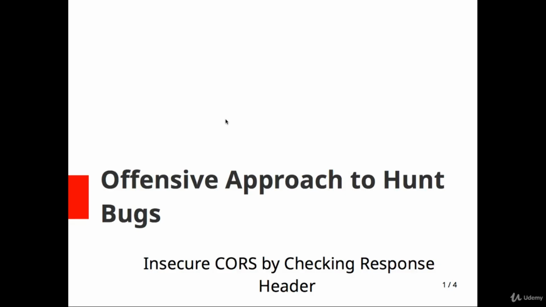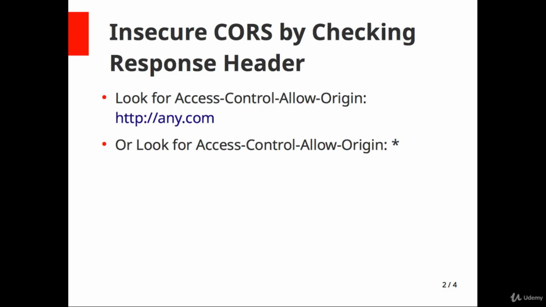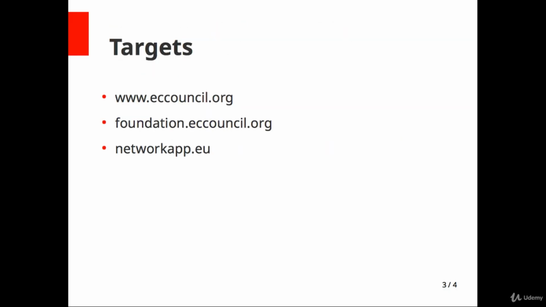Now we are going to talk about finding insecure CORS by checking the response header. In the response header you have to look for Access-Control-Allow-Origin: some website URL, or Access-Control-Allow-Origin: star. I selected these targets, and I will show you live demonstrations of how to find insecure CORS.